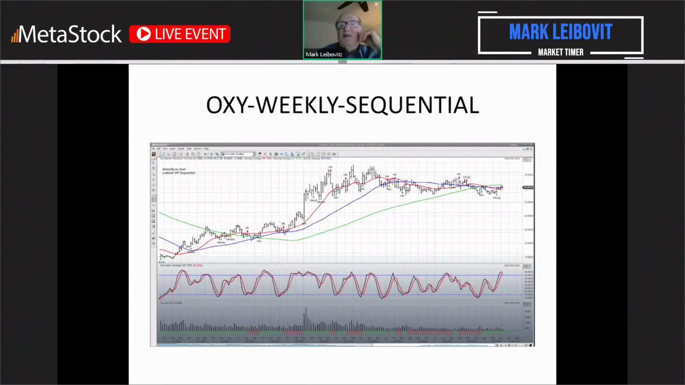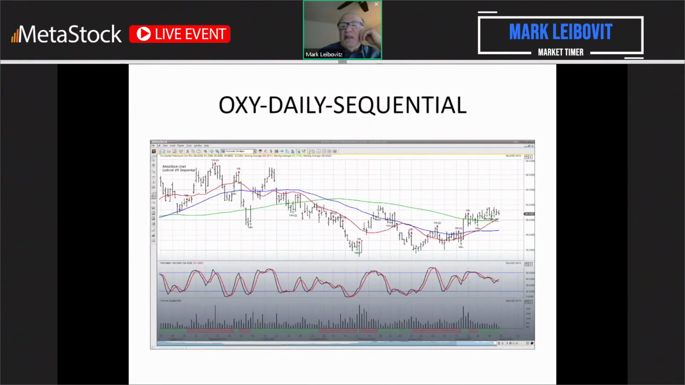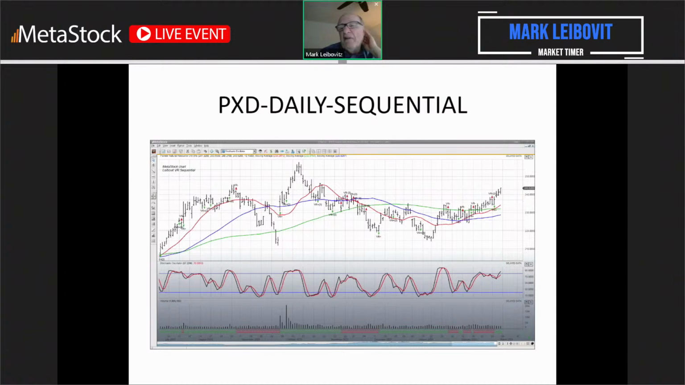So to go ahead, Oxy, we talked about on the weekly and the daily. This is Warren Buffett's play. Really, I'm really partial to Oxy, both on a charting basis and Warren Buffett's involvement. This has actually been my favorite on a personal trading basis. Is Pioneer Gas. They're in a deal with Exxon, and the chart looks to me like it's going back into the mid 50s, which is up in here.